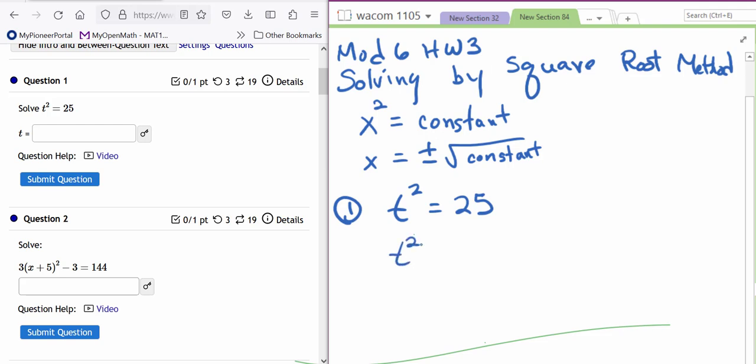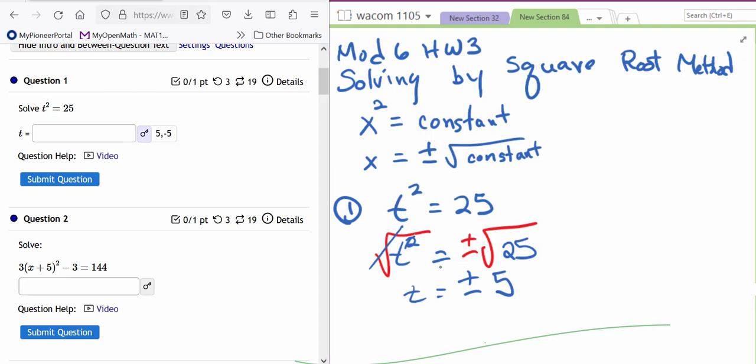For this one, I'm going to write the steps. Right, I'm doing the square root on both sides, but on this side I have to do plus and minus. And the square root cancels out the exponent. So t equals plus or minus, and square root of 25 is 5. So you did get 2 answers. There is no plus or minus button in the software, so you'll have to write them both.